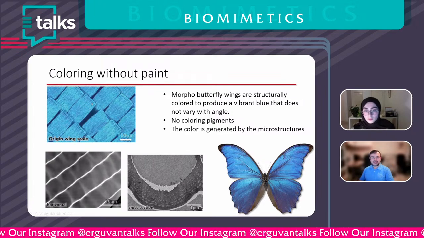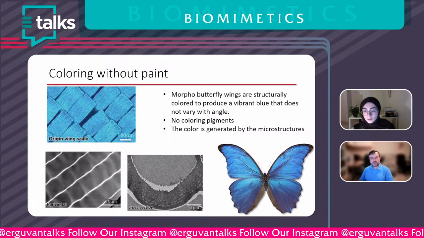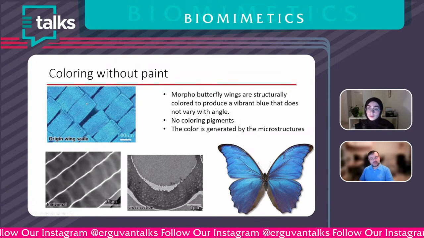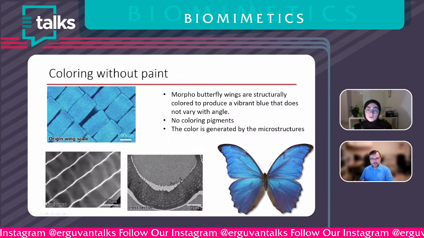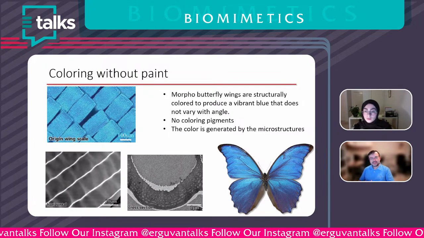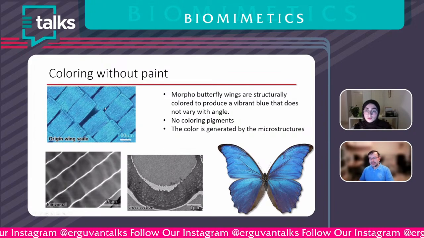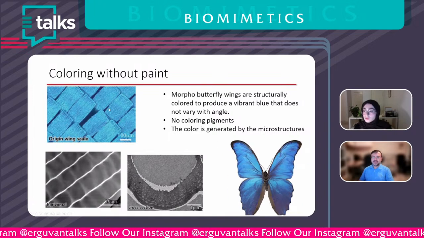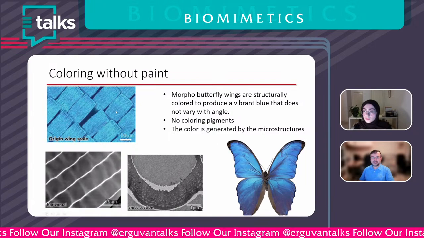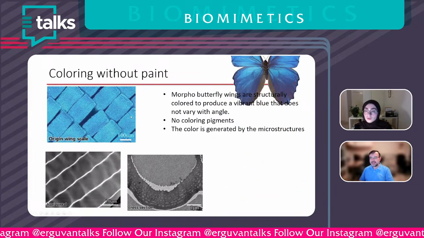Other colors have destructive interference. Only blue color is allowed to be reflected back. No coloring. What color is reflected is selected because of the size of the structure and the refractive index of the material. So it's so beautiful to have such a beautiful implementation of this photonic principle. Let's send our morpho butterfly.